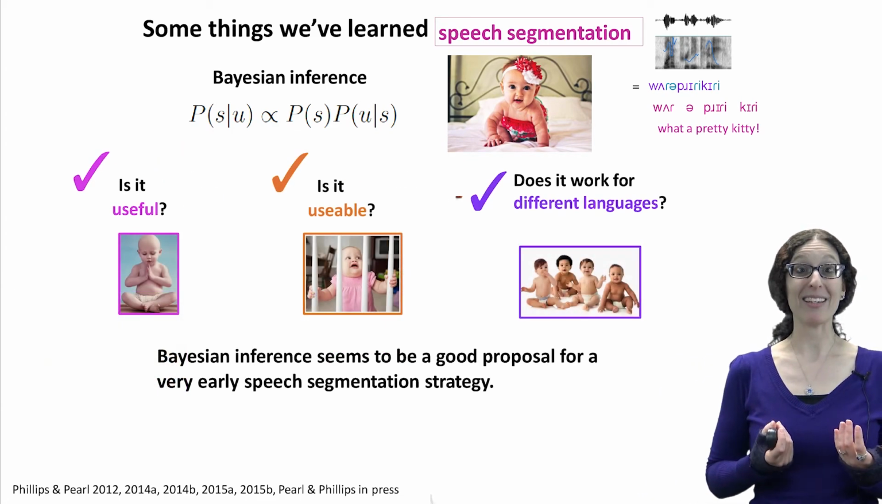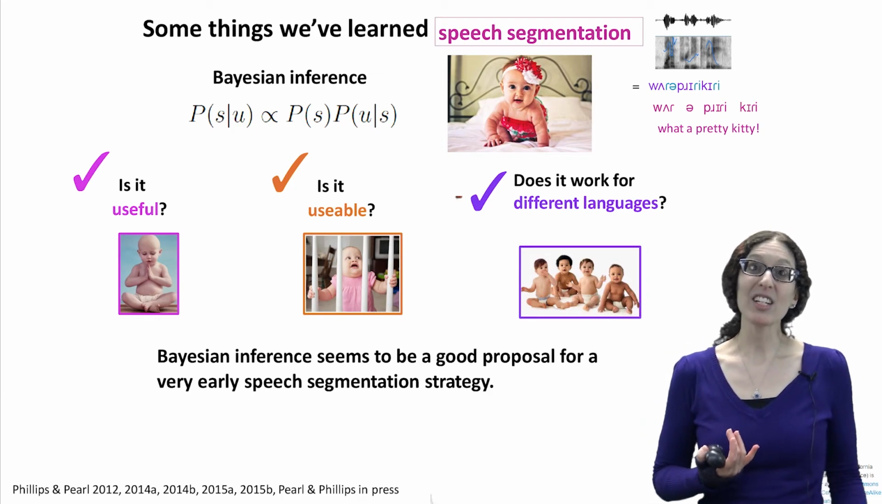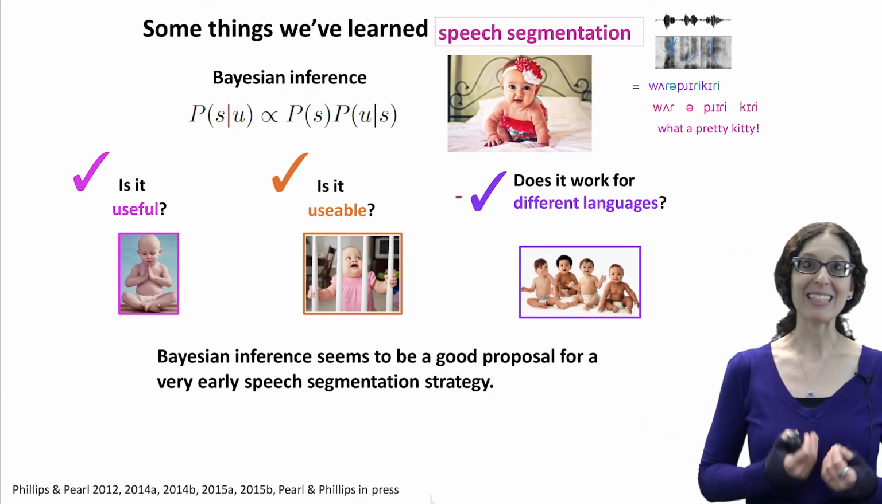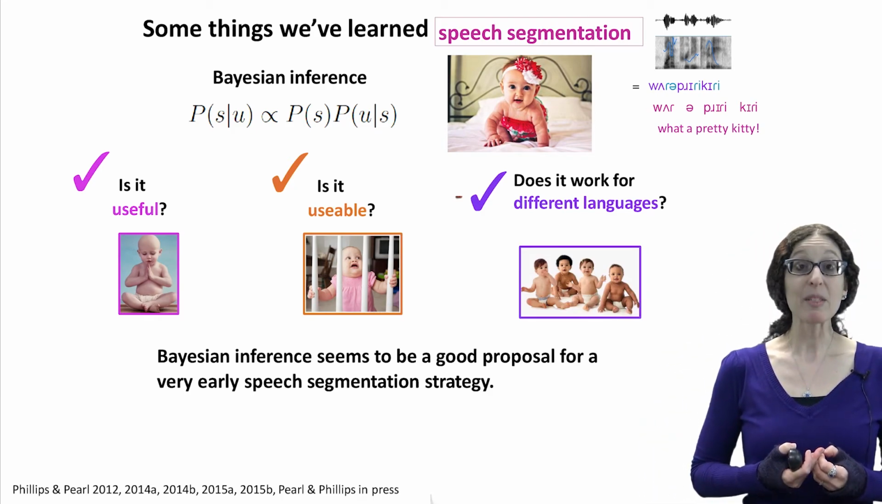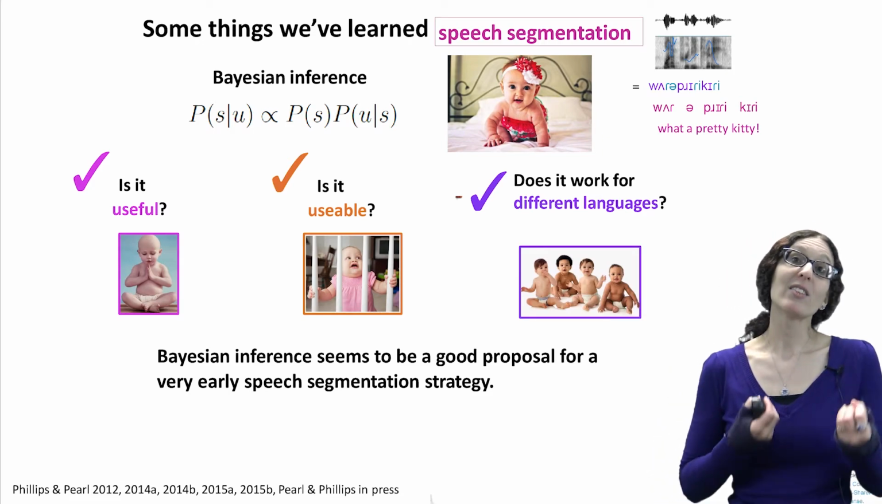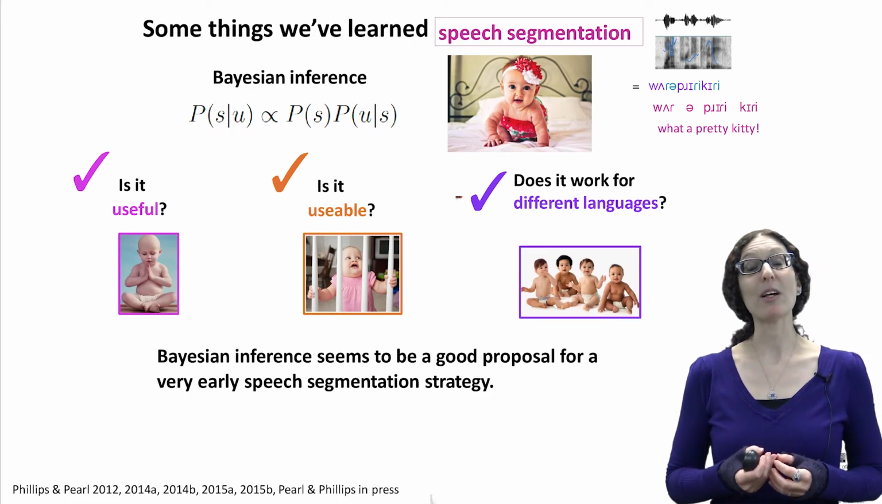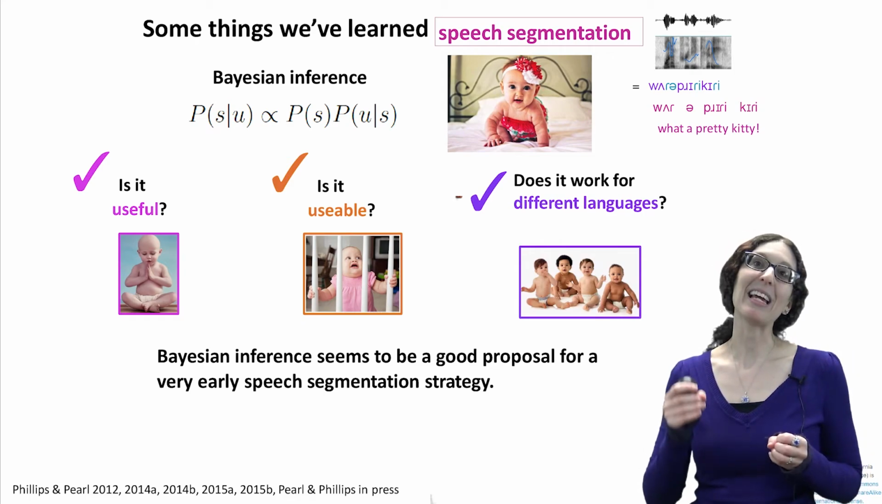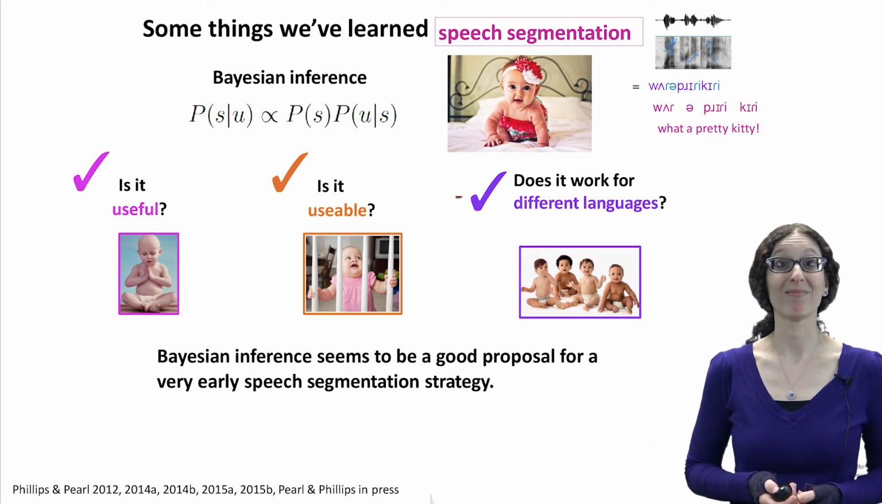So the takeaway from this is that this kind of strategy that relies on Bayesian inference decision-making seems to be a really good one for the kinds of things very young babies at 6 months might be using to begin to segment the languages that they're learning.